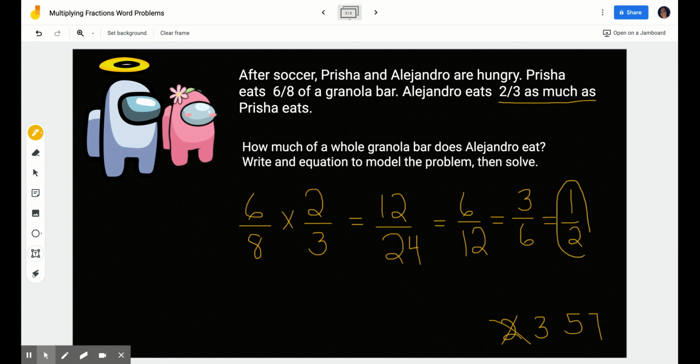So, how much of a whole granola bar does Alejandro eat? Alejandro eats 1/2 of the granola bar.